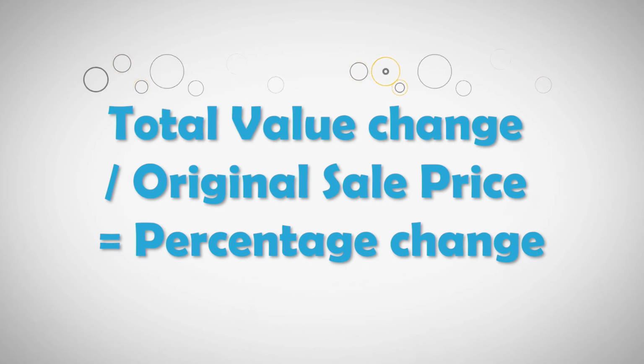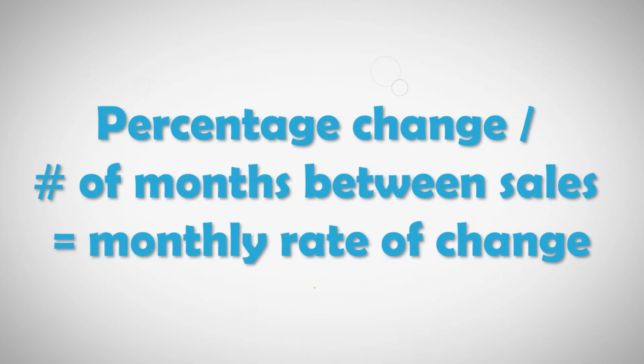Then we're going to take that total value change and divide it by the original sales price. That'll give us the overall percentage change. Then we're going to take that percentage change and divide it by the total months between the sales. And that will give us our monthly rate of change.